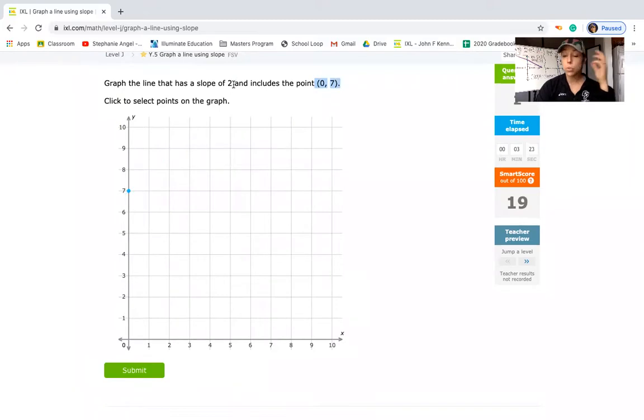My slope is 2, which is equivalent to 2 over 1. So I'm going down, 1, 2, no, down. Why did I say down? Silly Miss Angel. You're going up 1, 2, and right 1. And there's a slope of 2 over 1.